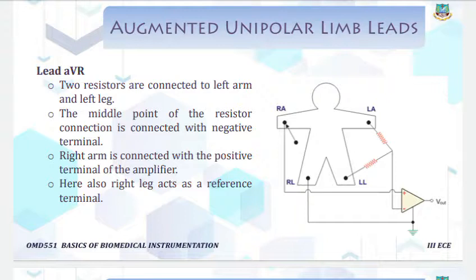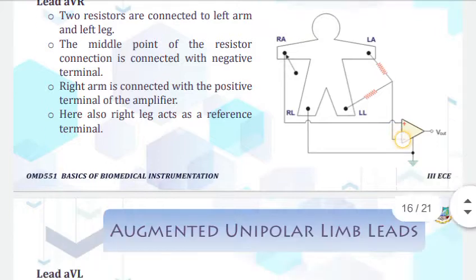Have you understood? Here there are two resistances between the left leg and left arm. They are connected together, and from the central point we connect to the negative terminal of the amplifier, and from the right arm we connect to the positive terminal of the amplifier, and the right leg is used as a reference electrode, and from that we get the output voltage.